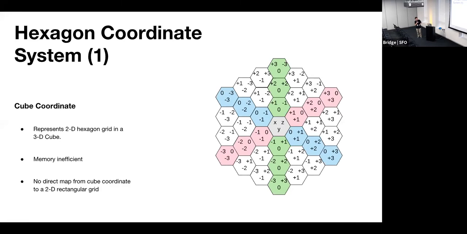This one is called the cube coordinate. The basic idea is that for each Hexagon, we use three-dimensional data, three axes, X, Y, Z, to represent the Hexagon. There are some trade-offs for this approach. First, we use three-dimensional data to represent two-dimensional data, so it's not very memory efficient. Another thing is that we have three values, so it's not directly mapping to a grid system. So that's why we are not using this coordinate system.